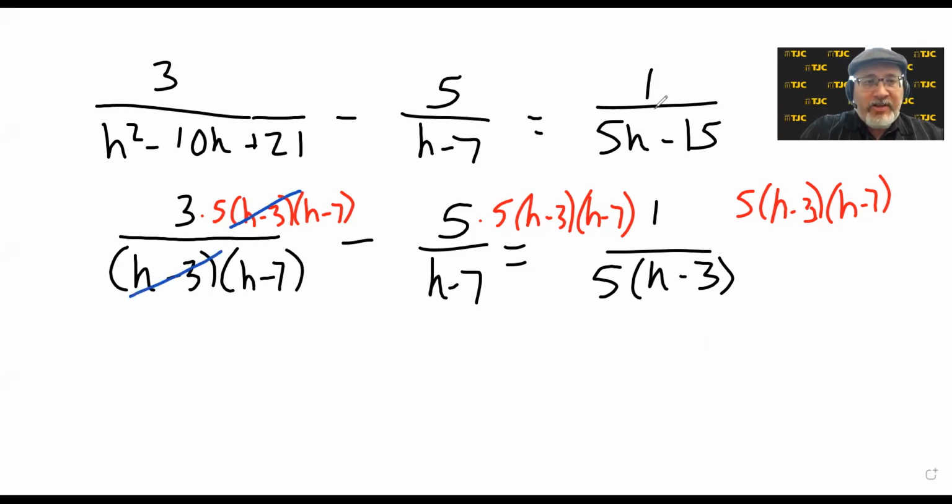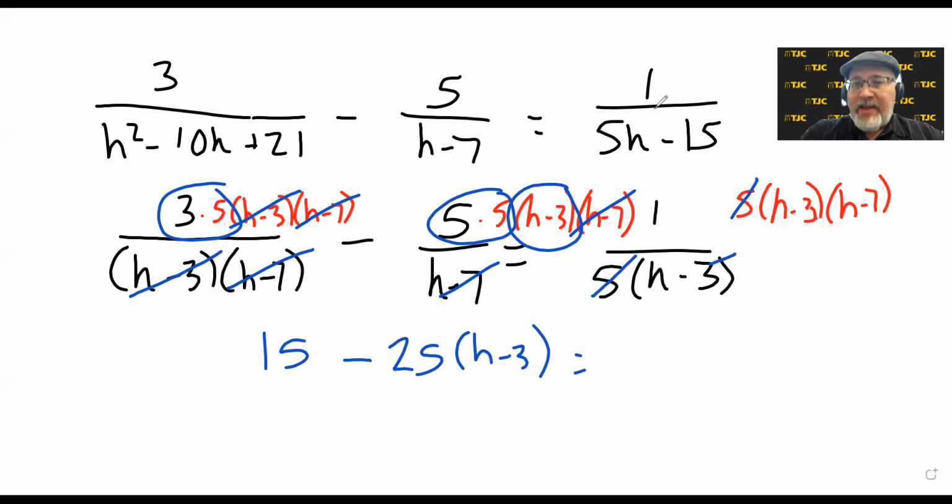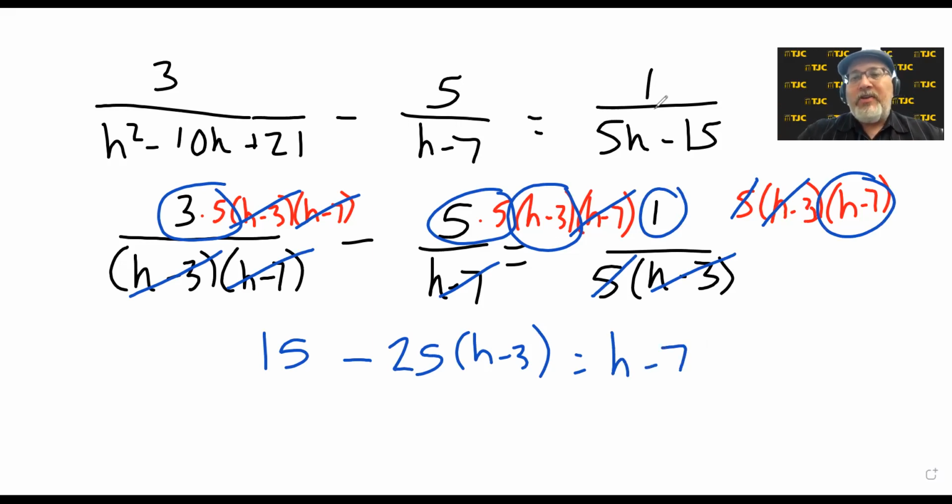The h minus 3's cancel here, as do the h minus 7. That leaves 3 times 5, which is 15. In the second fraction, only the h minus 7's cancel, leaving a minus 5 times 5, which is 25. And we still have this h minus 3 in parentheses. We'll distribute in a moment. And on the last fraction, the 5's cancel, and the h minus 3's cancel, leaving just the 1 times h minus 7. The 1 times anything is itself. Now, I'm going to assume that you can finish solving it from this point forward.